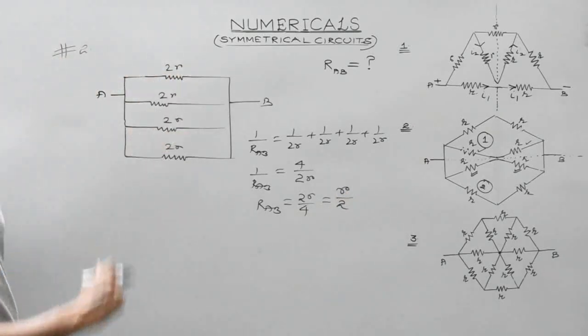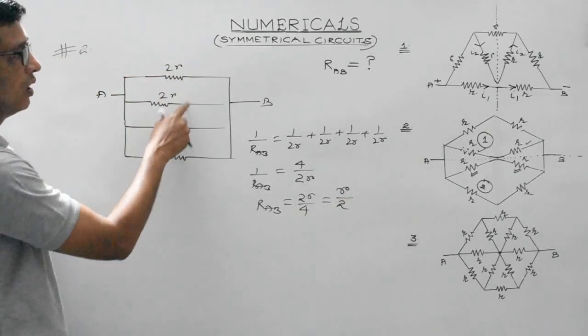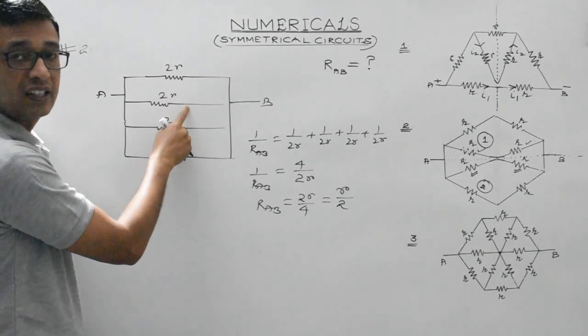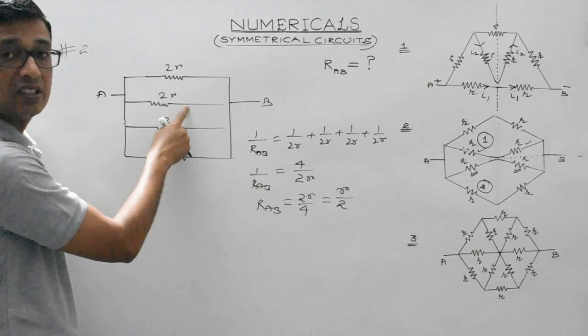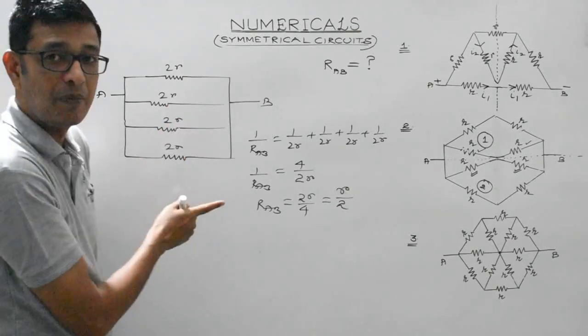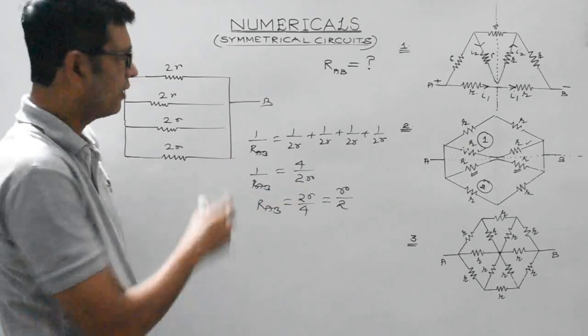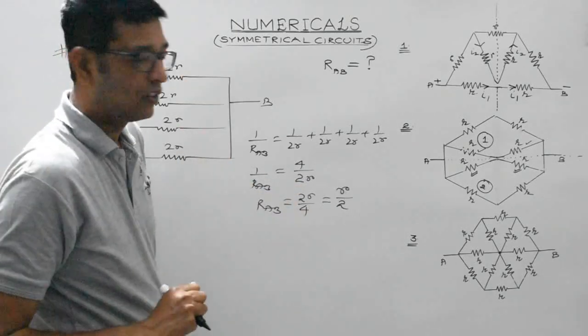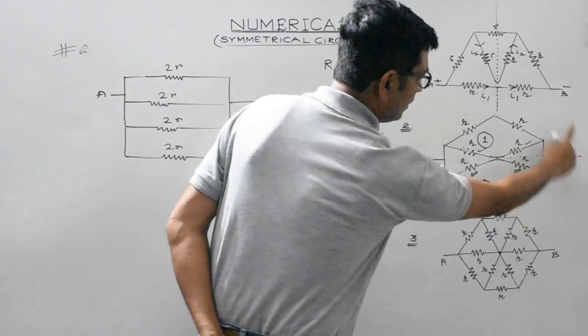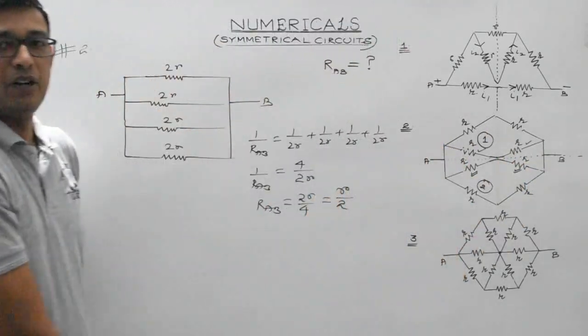You could have done it directly as well. 2R, 2R. What is the net effective resistance of 2R, 2R? When they are connected in parallel, that will give us R. Again, 2R, 2R parallel, that will give us R. R in parallel with R will give us R by 2. You could have done it verbally as well, right? Anyway, the net effective resistance between the points A and B in this particular circuit is R by 2.